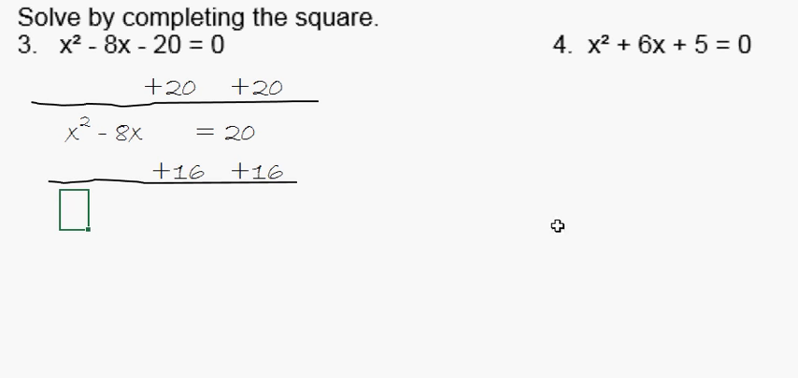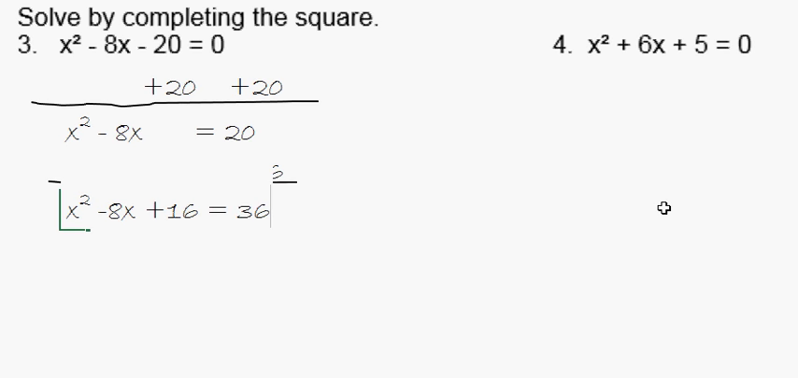The resulting equation is going to be x squared minus 8x. That hasn't changed, but now I've added 16. It's going to be equal to 20 plus 16, which is 36.